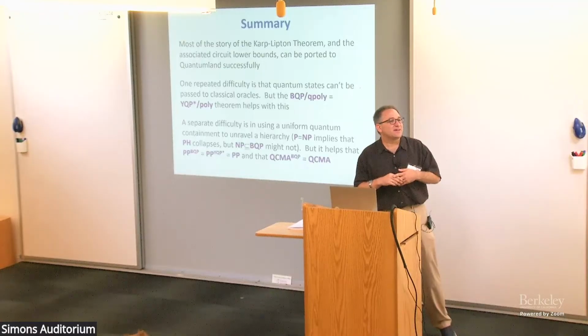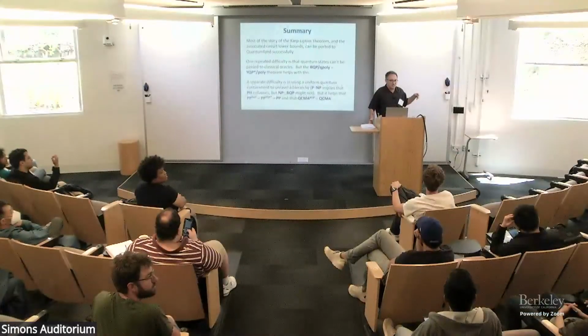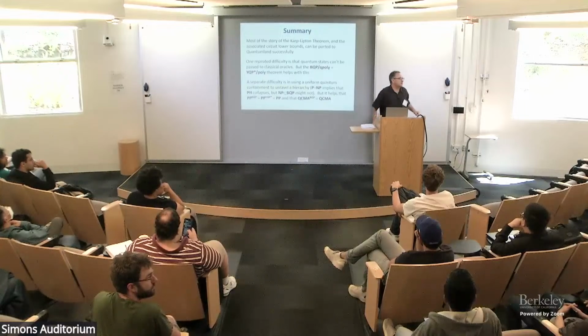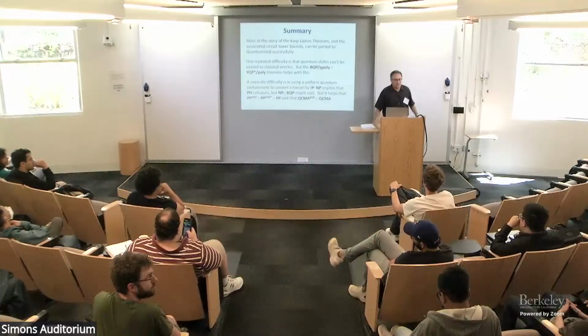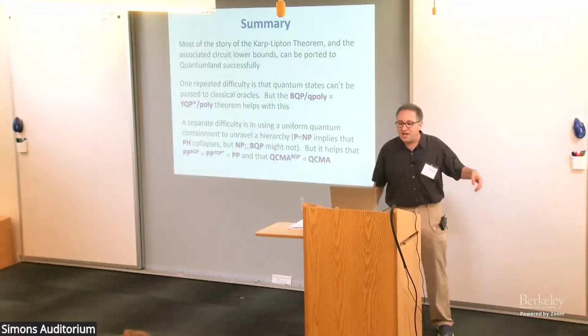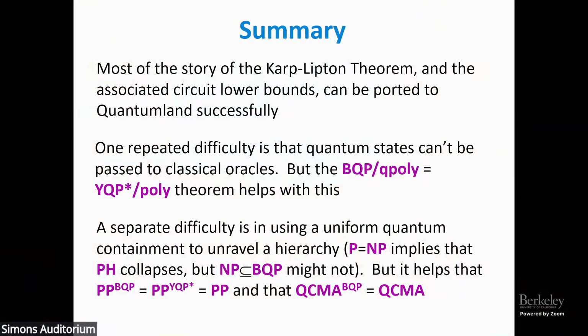No, what's open is an oracle where NP is in BQP, but the gate level, so show that NP could be in BQP without the whole hierarchy then being in BQP. Good. But certainly for collapsing whole hierarchies, it helps that PP to the BQP equals PP, and even PP to the YQP star equals PP. So that helps us.